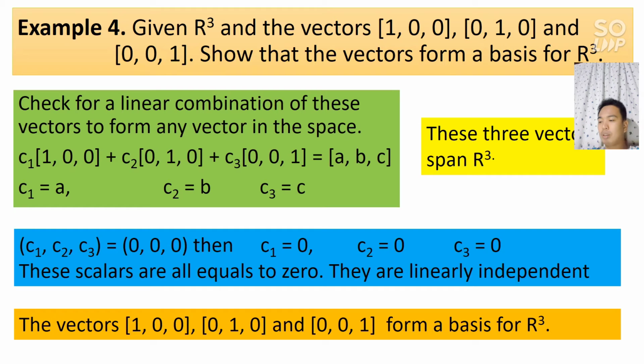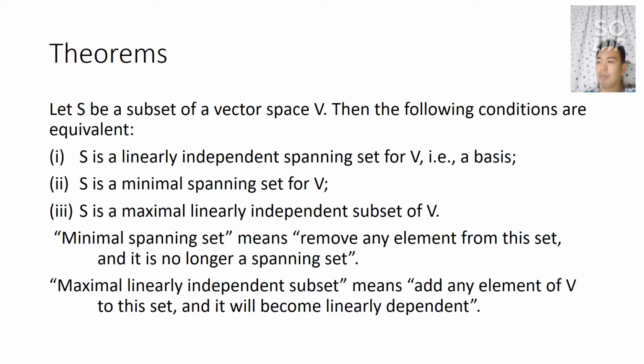We can also equate the combination to 0, having c1 equal to 0, c2 equal to 0, c3 equal to 0. So these scalars are all equal to 0. They are linearly independent. The vectors (1, 0, 0), (0, 1, 0), and (0, 0, 1) form a basis for R3. So we have the following theorems.